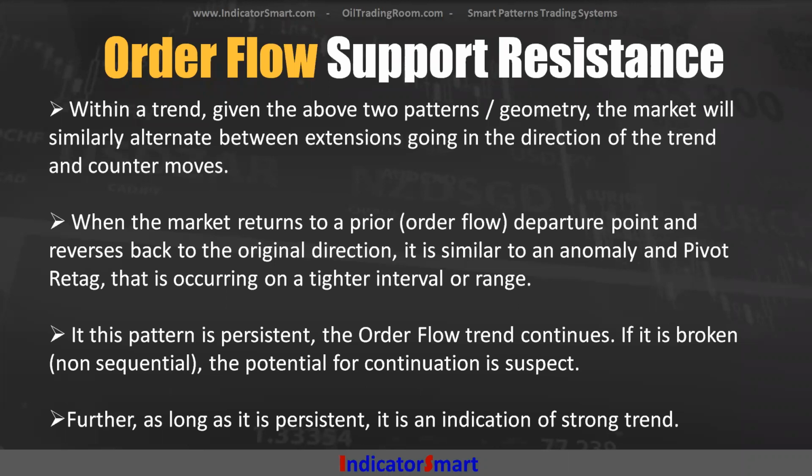So that's similar to an anomaly pivot retag, and that's occurring on yet a tighter interval or range. So we're going from 30-minute, down to a 10-tick structure, and now we're going down into like a five-tick kind of structure. So if this pattern is persistent, the order flow trend continues.